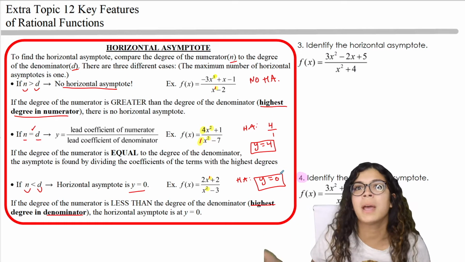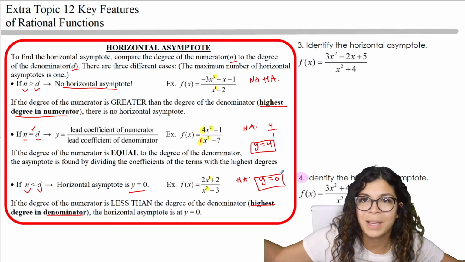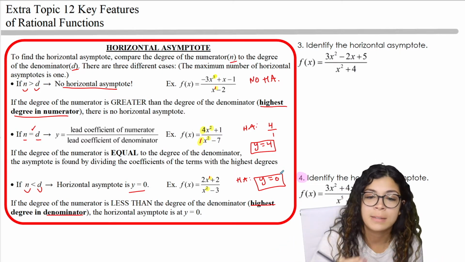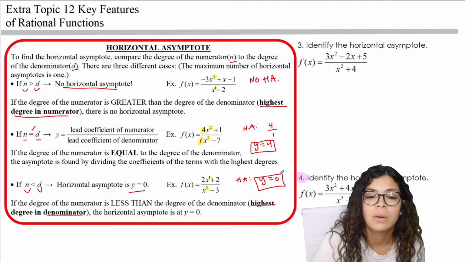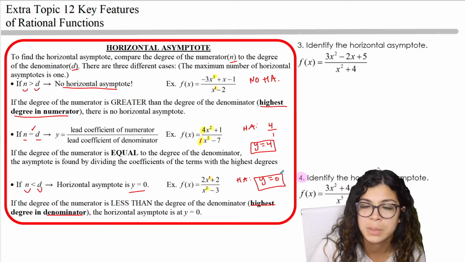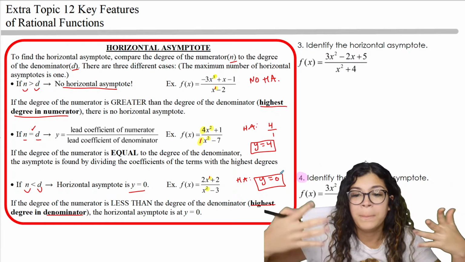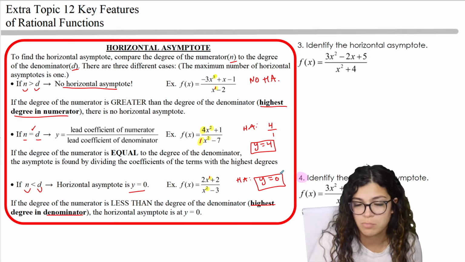Okay? It doesn't matter. The numerator could be anything. The denominator could be anything. As long as the bigger degree is in the denominator, then the horizontal asymptote is y equals 0. So if it's biggest on top, no HOA. Biggest on bottom, y equals 0. All right?